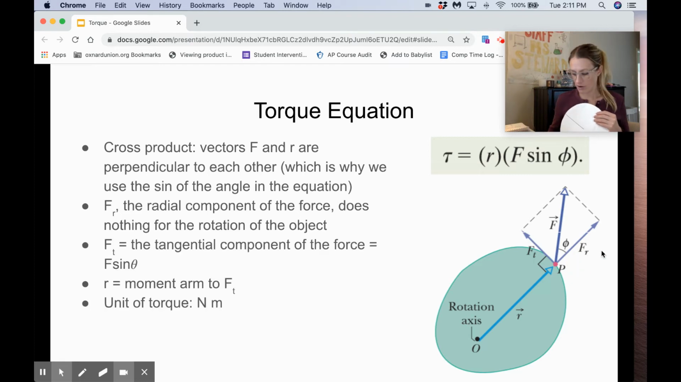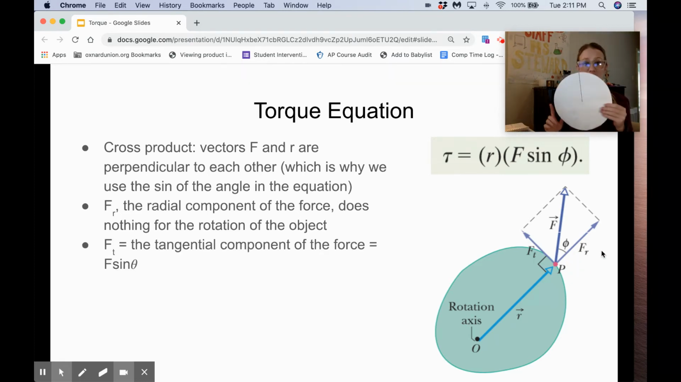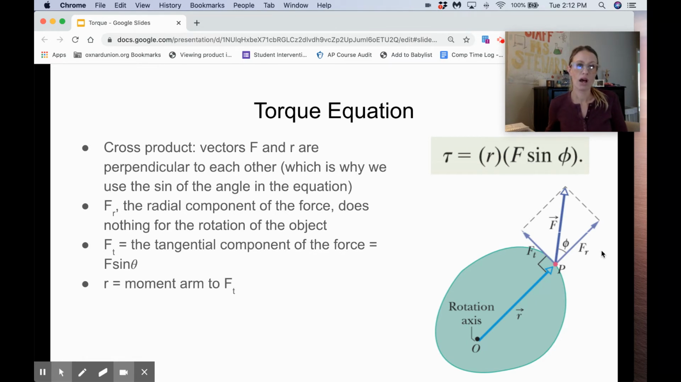But when we have our tangential component, F sub t, and say that is perpendicular to the moment arm r, if that's perpendicular, you get the maximum amount of force, okay? And this is F sine theta. That's why we use the sine component. That's why this is a cross product. So we want that tangential force. Now that little r, like I said before, is the moment arm to F sub t, our tangential component of the force. And the unit for torque is newtons times meters.